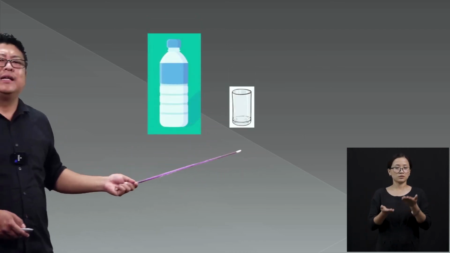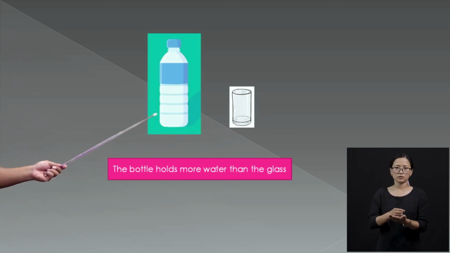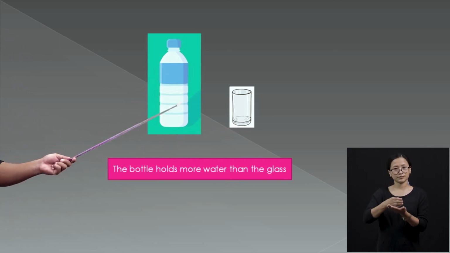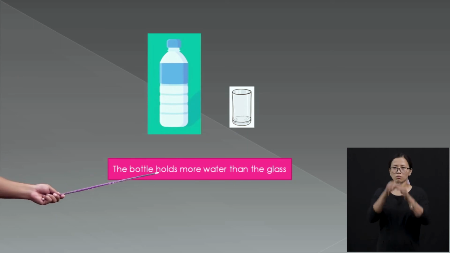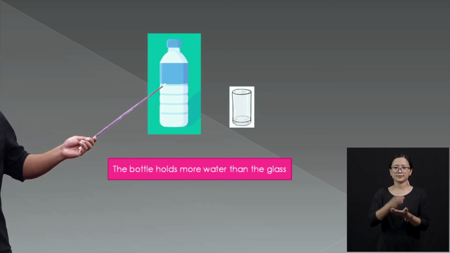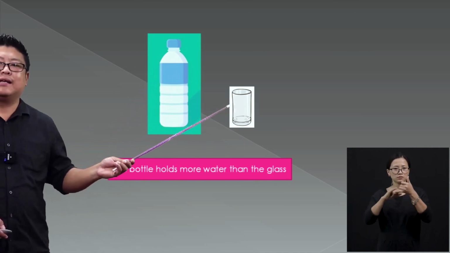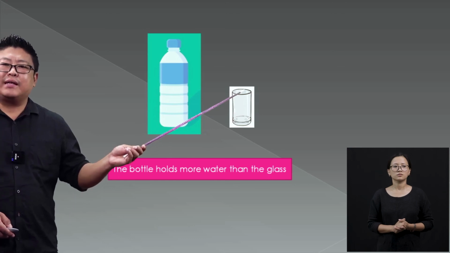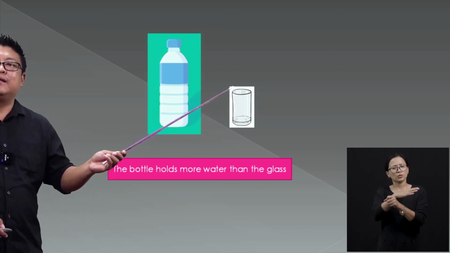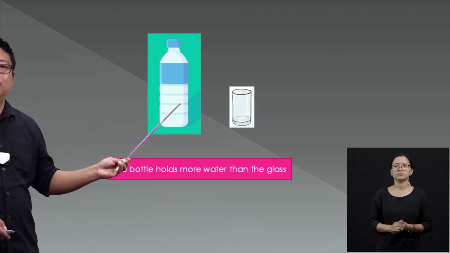Let's compare this. We see a bottle and a glass here. Now, we can clearly understand from the picture that the bottle holds more water than the glass. That means this bottle can fill more water than this glass. All right? That means even if I fill the whole glass and pour it in the bottle, it will not fill up this bottle. All right.